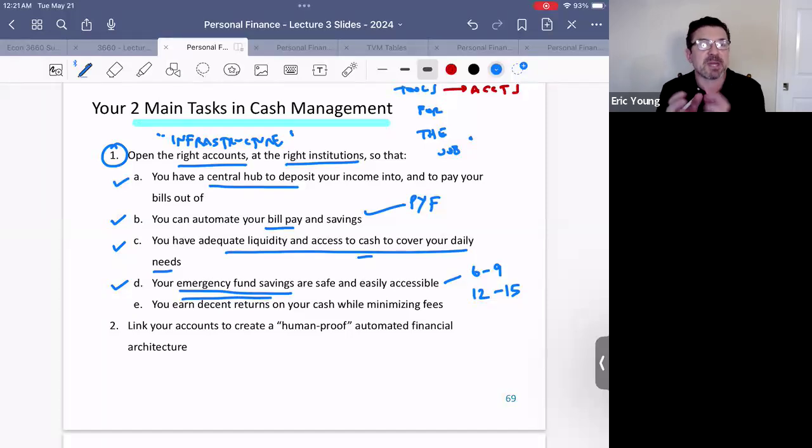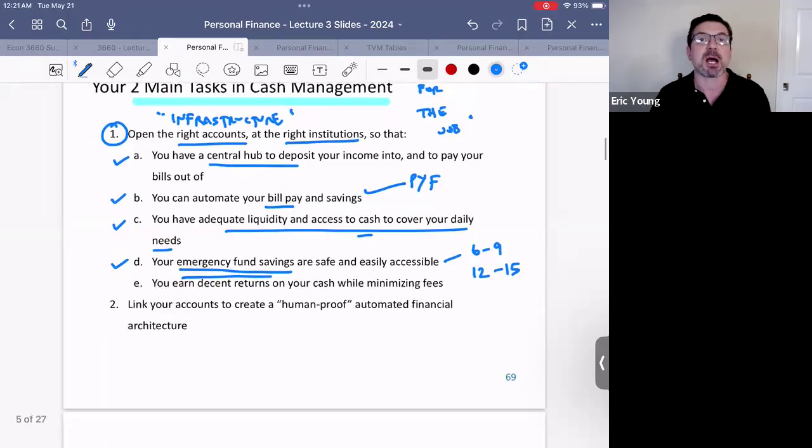So you can fill up that account and sleep well at night, knowing that if something bad happened, maybe you lose your job, you have an unexpected expense, you have a car repair, your water heater at your house pops, all these things that happen because life throws us curveballs. We want to make sure that we have the emergency funds set up, and we want to have them so that they're safe and that we can easily get them.